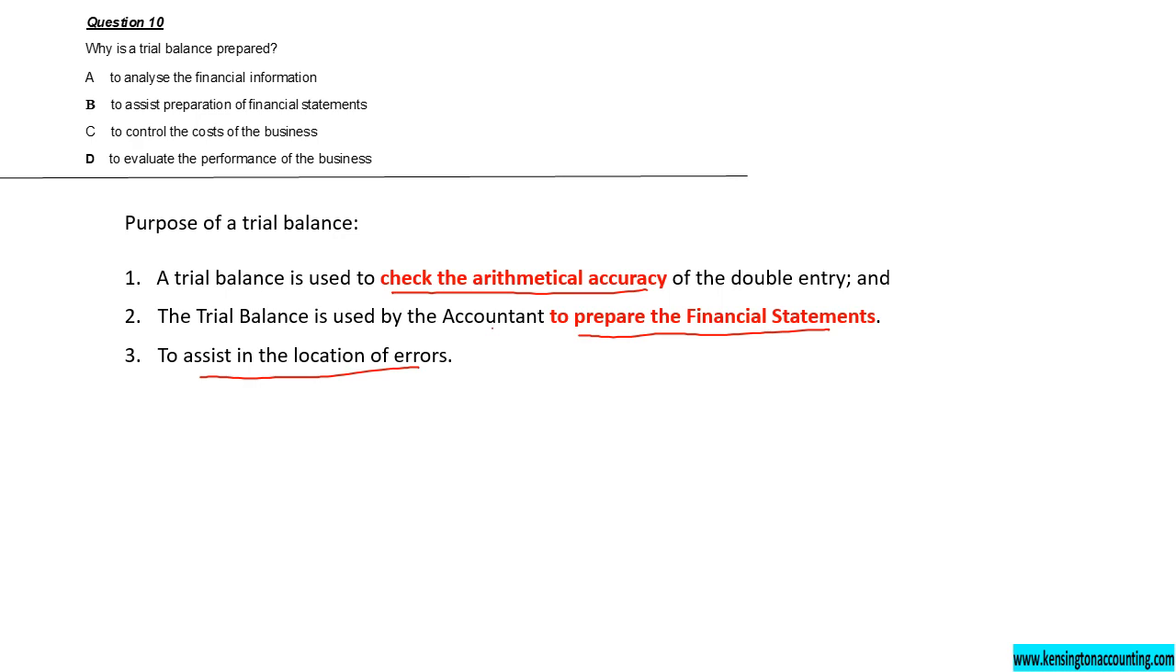Now, let's look at the 4 possible solutions. Analyze financial information, no. To assist preparation of financial statements, yes. Control cost, no. Evaluate performance, no. Therefore, the correct answer is B.